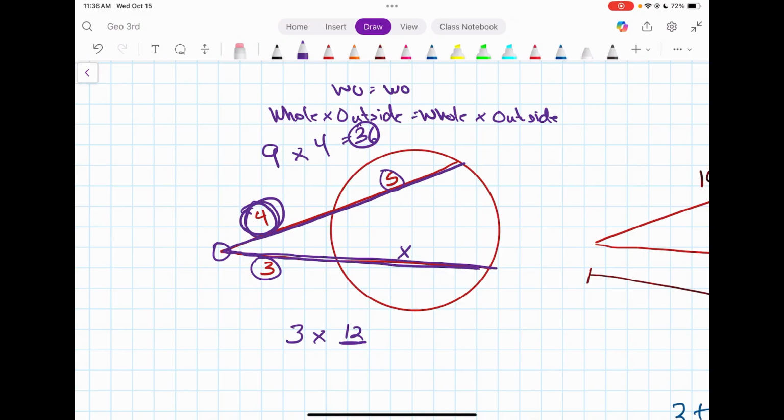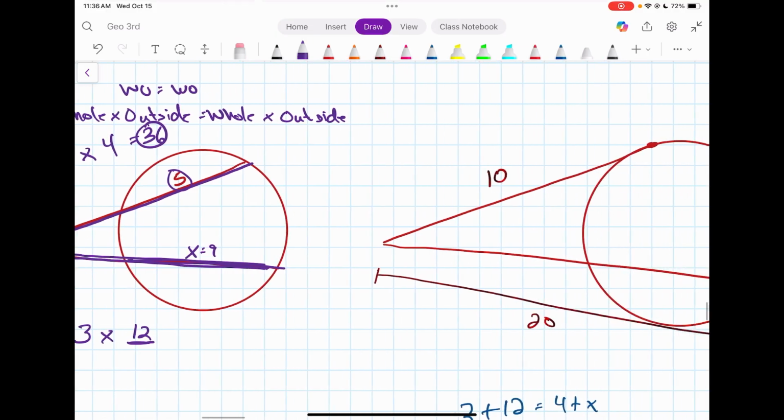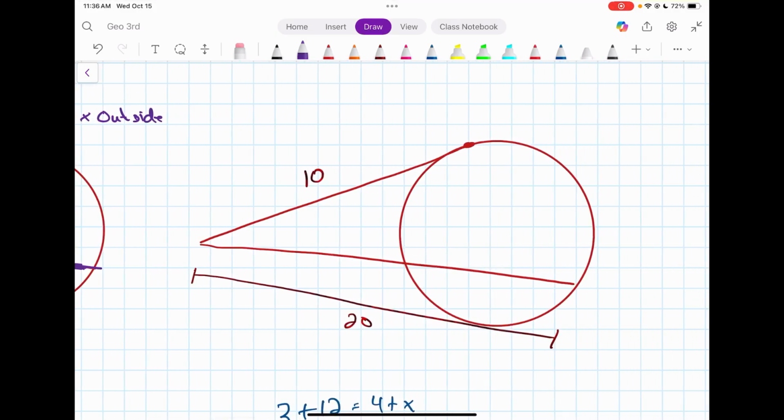So the whole thing would be 12, and if I ask you to find this middle or this inside section, if the whole thing is 12, that would mean that that inside part would be 9. Again, whole times outside equals whole times outside. Also works for when you have tangent lines.